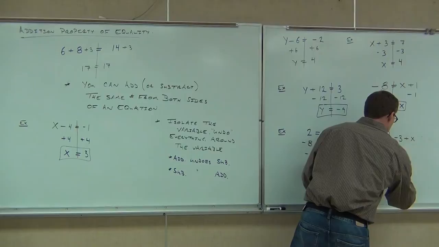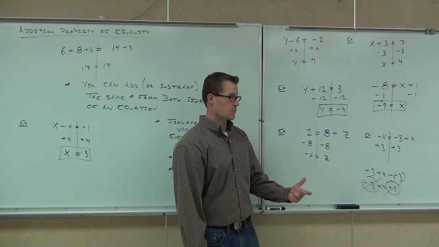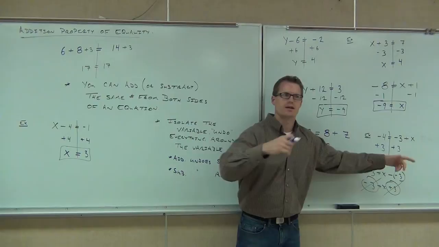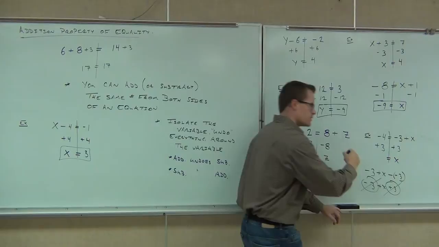Now you'll see the addition rules work, right? We have a -3, and we have a +3. -3 plus 3 gives us 0, that gets rid of the 3. On the left-hand side, we have x. On the right-hand side, how much do we have? -1. And we're good.